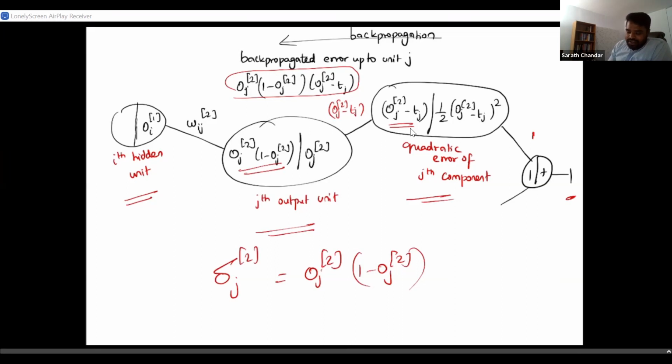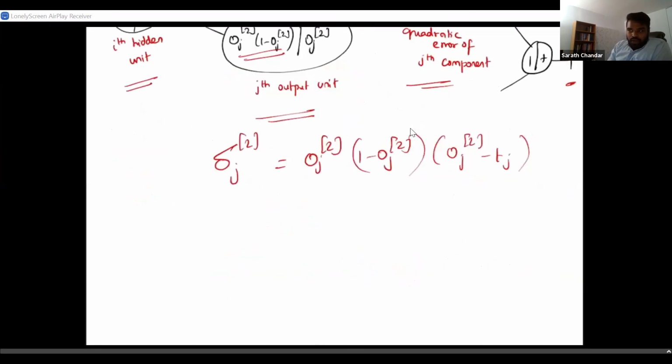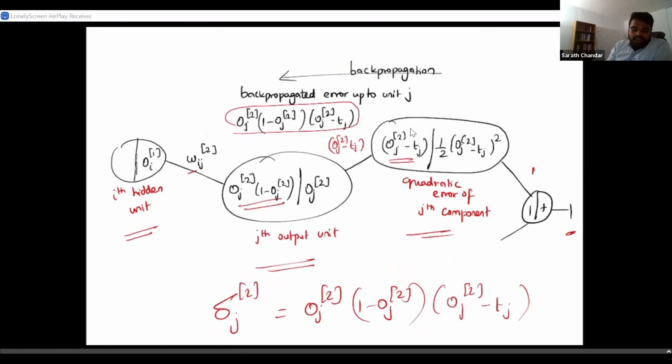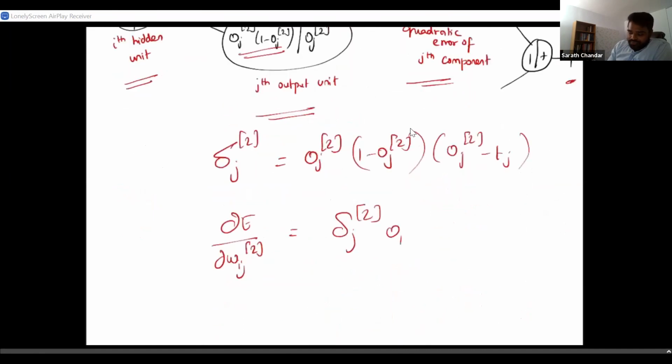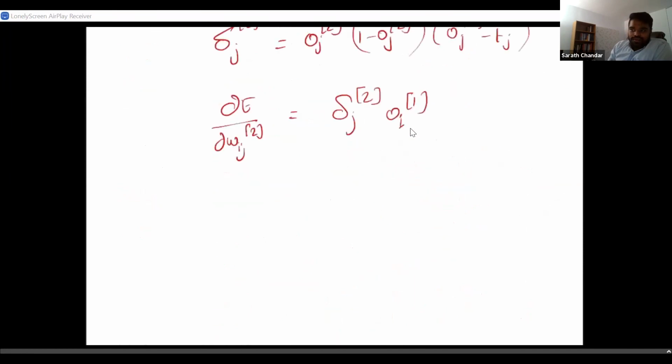So the integrated gradient is given by this, right? Now, if I want dou E by dou Wij of 2, all I have to do is multiply this integrated gradient with the input to this weight. The input to this weight is OI1. Then finally, the last step is we are interested in computing dou E by dou Wij of 1.